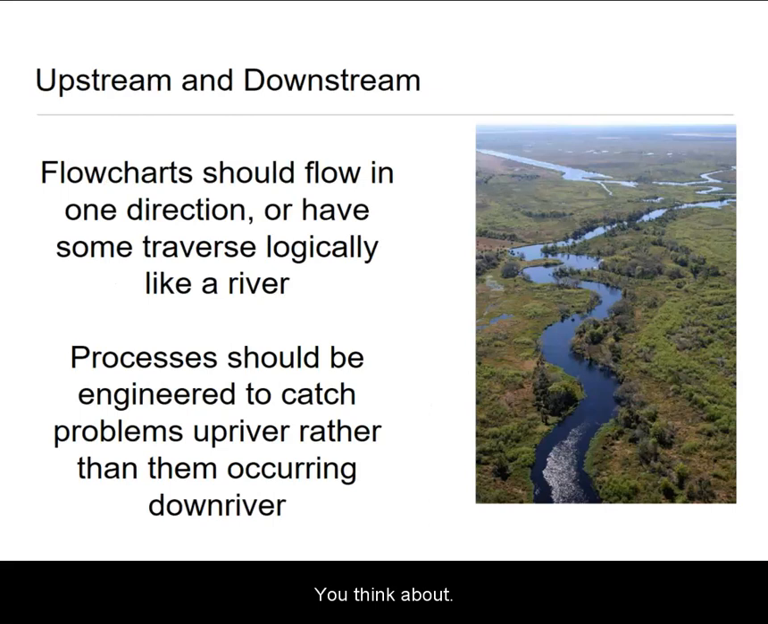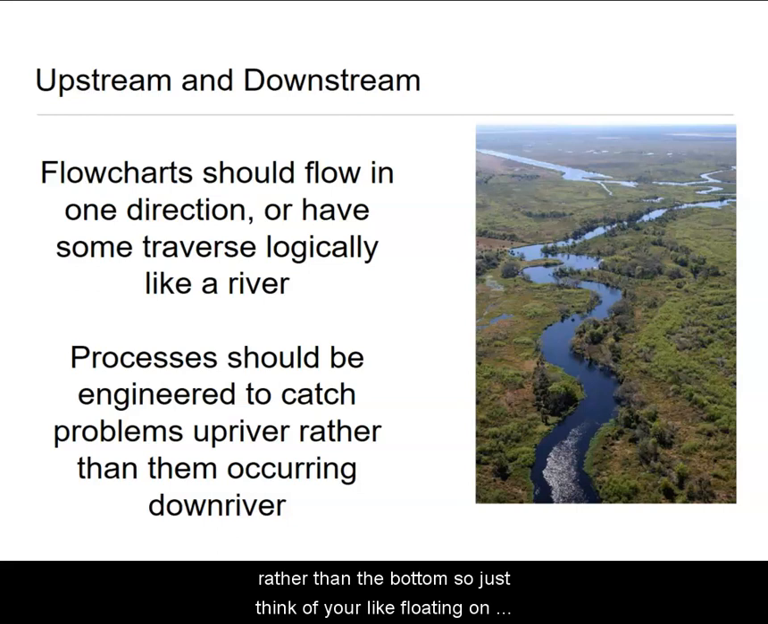To think about flowcharts, think of being upstream and downstream in a river. The flowchart should flow naturally in one direction, or they can traverse like a river, kind of like a little snake, but they have a logical flow. And we should always try, ideally, to engineer our processes so any type of error detection or problems would be identified at the start of the flowchart rather than the bottom.